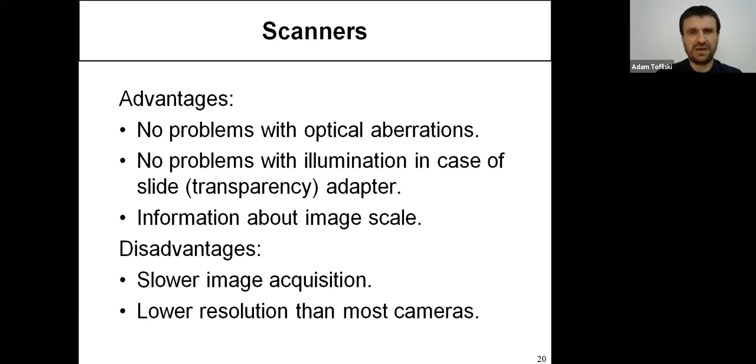Another good thing about scanners is good illumination, but only if you use a slide adapter, also called transparency adapter. I will try to explain this device in a minute. And also from the scanner, you get information how big is the wing or other body part, because the scanner provides resolution. Usually it's in DPI, dots per inch, and it can be like 1,400. So using this number, you can convert pixels to millimeters. So for example, you will be able to know how big the wing is.